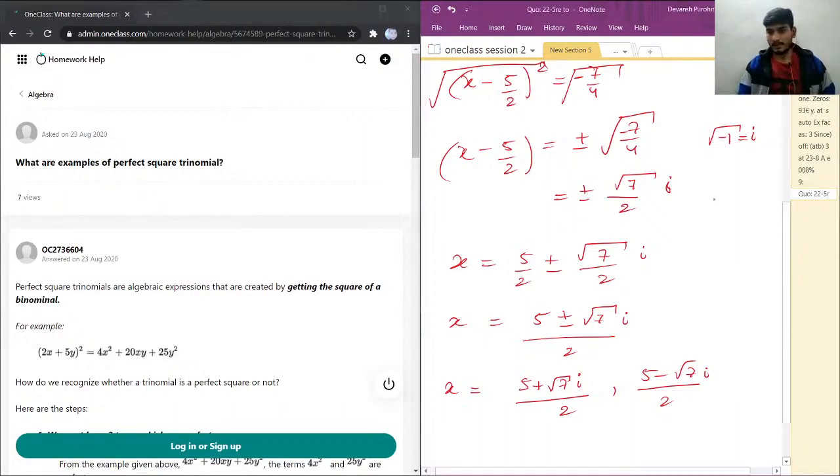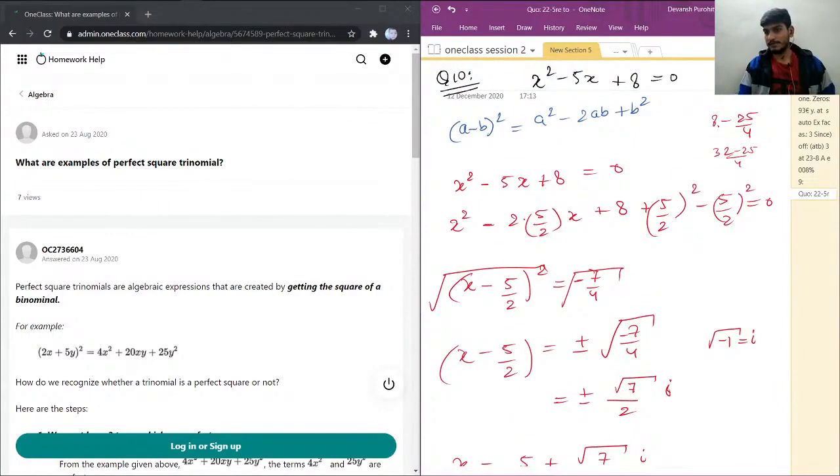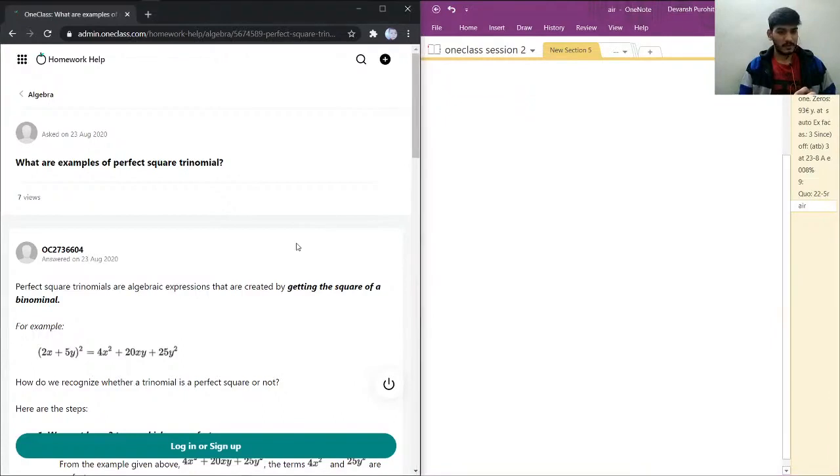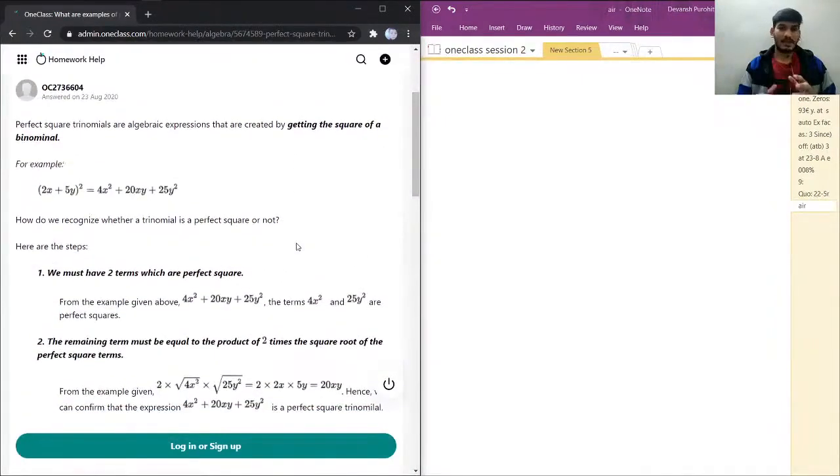So I have question number 11. This question states: what are examples of perfect square trinomial? Okay, so I'll just look at the solution given by Junior Tutor because this is a kind of general question. So I think that it is from junior school or is related to junior classes.